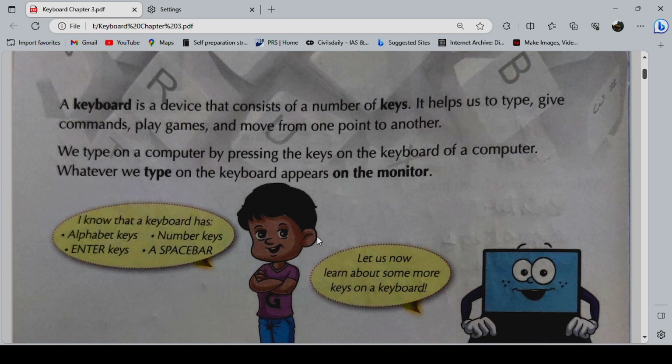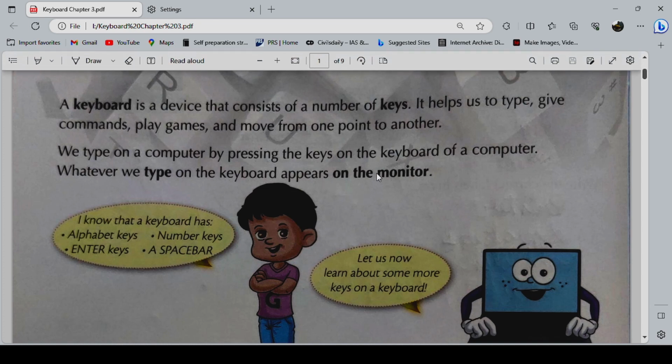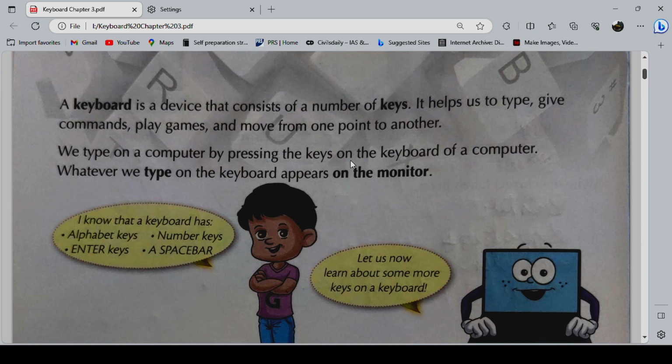In addition to these keys, there are a lot of other keys like symbol keys, volume keys, page up down keys, delete key, home key, caps lock keys, and we will learn about these keys.